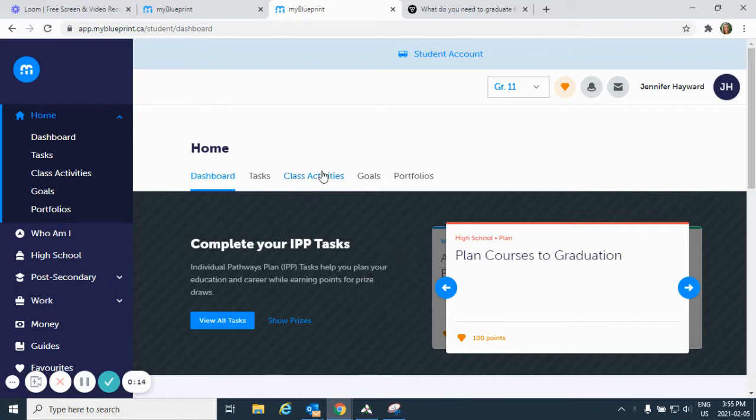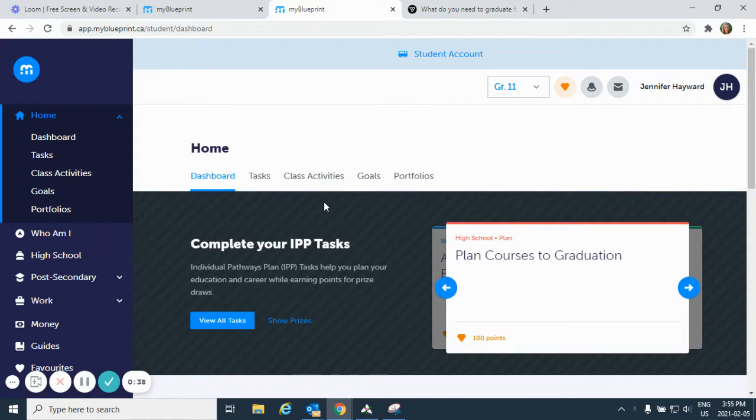So let's get started. For those of you that have used MyBluePrint before, when you log on to your account, you will start off at your home page. Hopefully this is something you've seen before. If you're new to MyBluePrint, welcome. And this is where you will always start when you log on to MyBluePrint. Again, this is your home page.